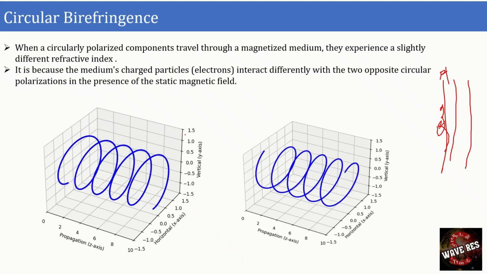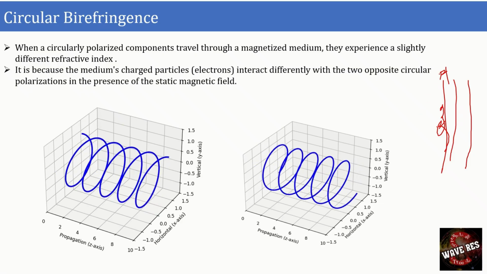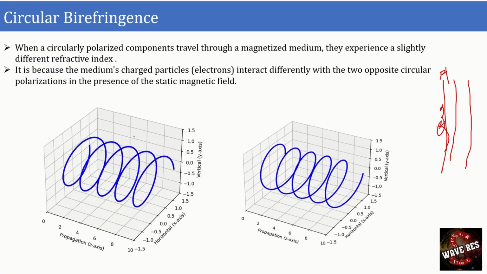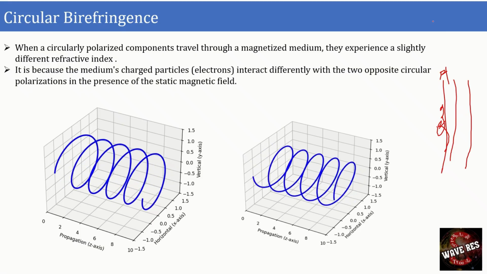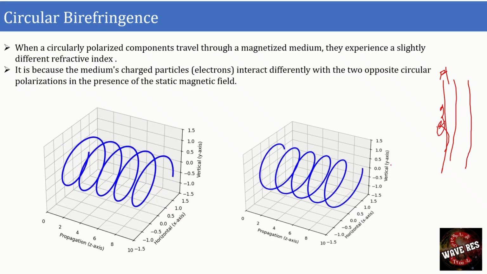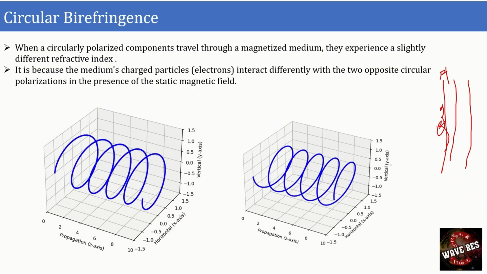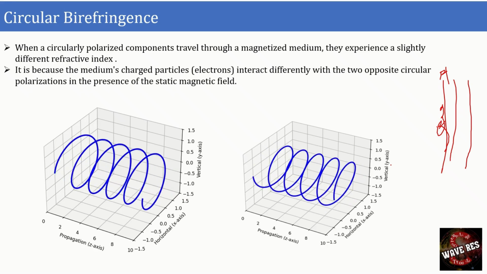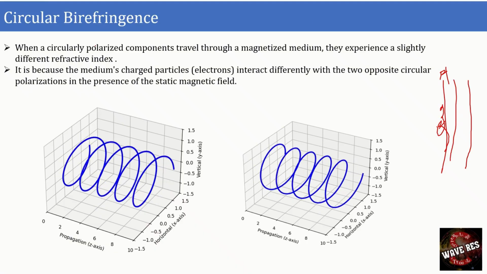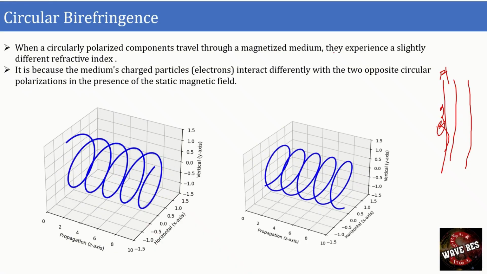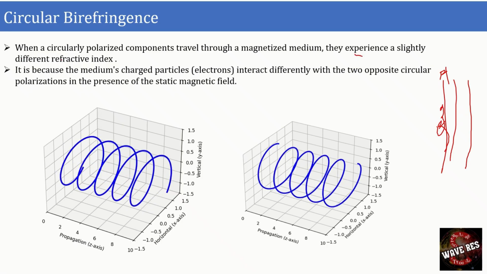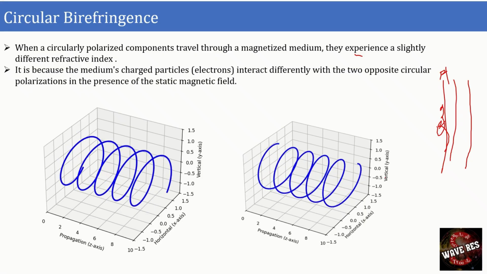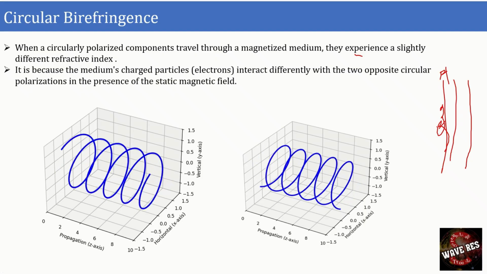Because of that orientation of the magnetic field and the Earth's magnetic field interactions, they experience different phase velocities and move in the atmosphere with different speeds. Because of these interactions, it can cause some phase variations. That is how the polarization rotation happens. This phenomenon, where they experience different velocities or slightly different refractive indices, is known as circular birefringence. As it happens, the polarization rotation happens.